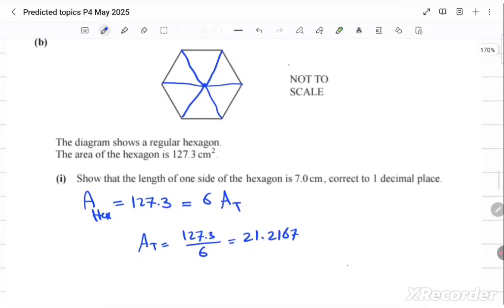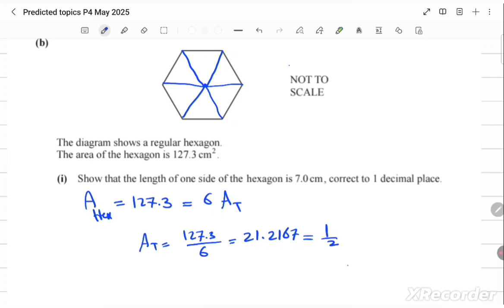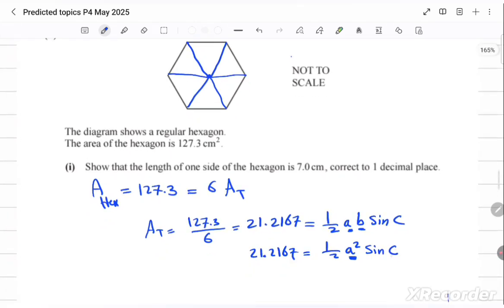Then we know that the area of a triangle equals 1/2 ab sine C, because this is a non-right angle triangle. As all sides are the same, 21.2167 equals 1/2 times two sides that are the same, so a squared sine C. To find the length of the side, we also need to find the angle C.